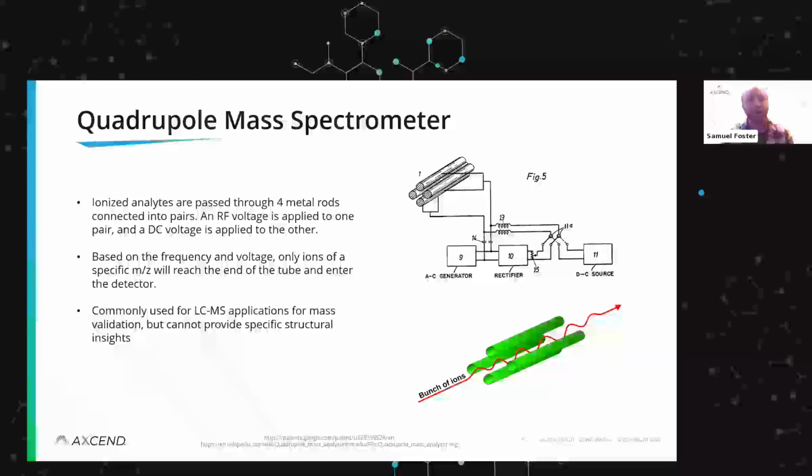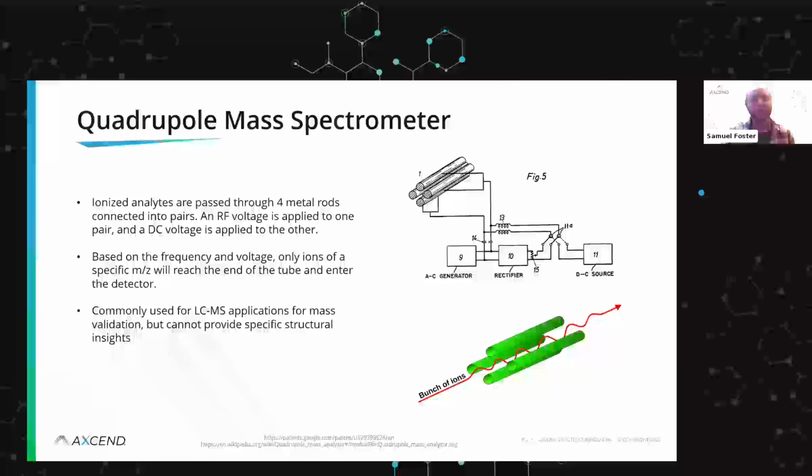And so it starts at a very low charge ratio, and only analytes of a specific M over Z will be able to make it all the way through that quadrupole into the detector. And then it very quickly sweeps the entire range of analytes, collecting each and every one of them and giving you your mass spectral information. This is pretty great. It's a very commonly used one. It is on the cheaper end.